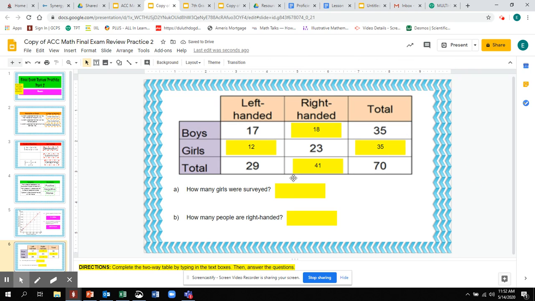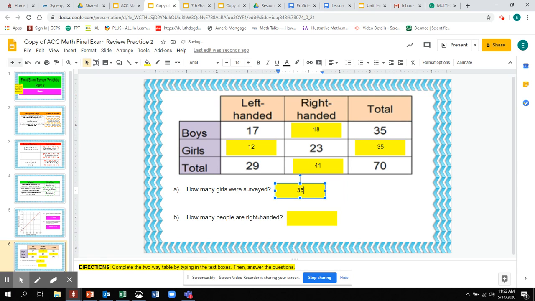Now I just use my table to answer my questions. How many girls were surveyed? Well, if I look at my girls row and go over to the total, there were a total of 35 girls surveyed. How many people are right-handed? If I look at my right-handed column and go down to the total, there were 41 total people who were right-handed.